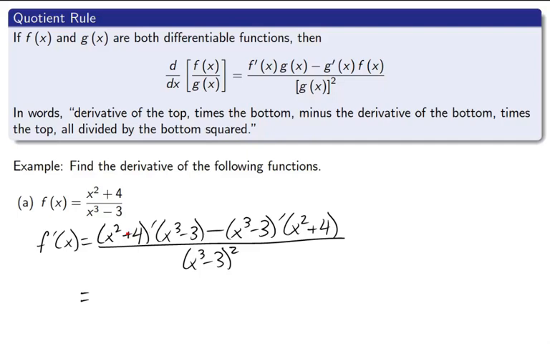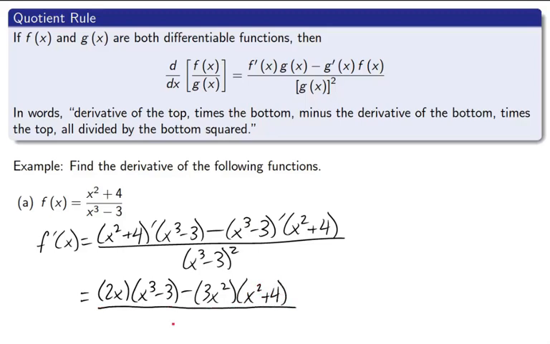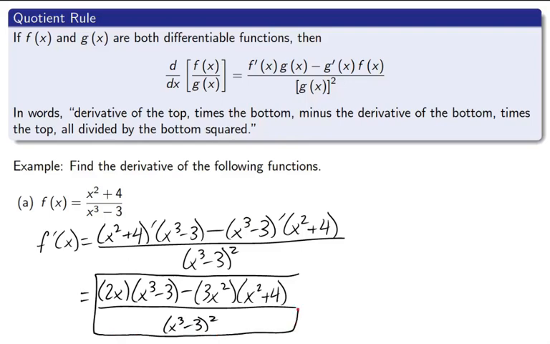The derivative of x squared plus 4, we get 2x plus 0, so just 2x, times x cubed minus 3, minus the derivative of x cubed is 3x squared. The minus 3 is going to become 0. We have x squared plus 4, all over the denominator squared. And this is our final answer. We could simplify this a little bit, but again, it's really not worth doing.